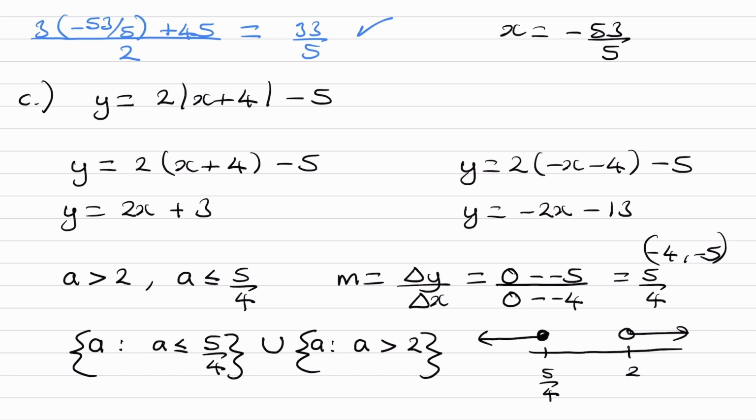The 'or' symbol means that our answer contains both of these regions, not simultaneously, because obviously they don't overlap. It's this region or this region. The 'and' symbol, or the intersection symbol, means the overlap of these two regions. These two regions do not overlap, therefore we cannot use that 'and' symbol. So this will be our final answer.